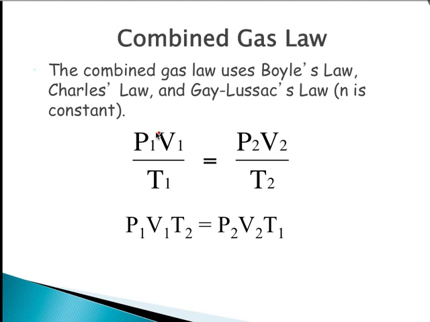P1, pressure of a gas at a certain volume at a certain temperature in Kelvin, is going to be equal to the same sample of gas at a different pressure, different volume, and a different temperature. And we can set up a relationship to solve for any one of these variables, knowing the other five.